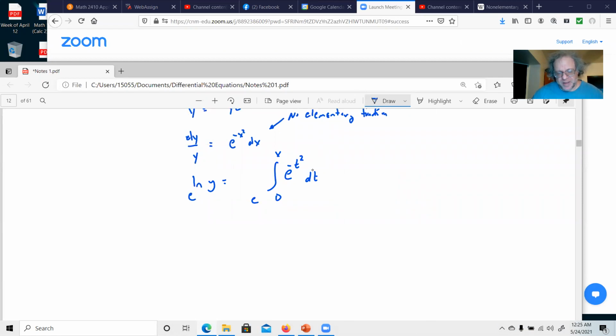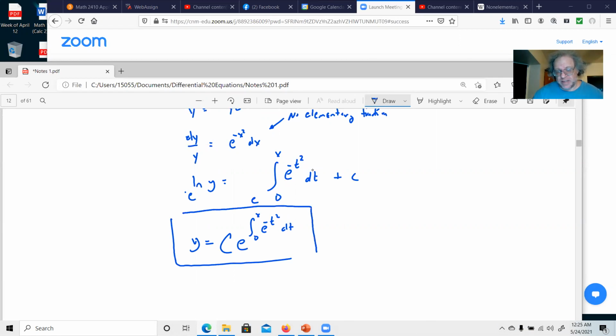Go ahead and do that. So we have y is equal to e. Now, I guess we integrated on this side, so we could have a constant here. So we could say y equals c e to the integral from 0 to x of e to the negative t squared dt. And that's your answer. Like, yep, that's the answer. You're done. It's an unsatisfactory answer.